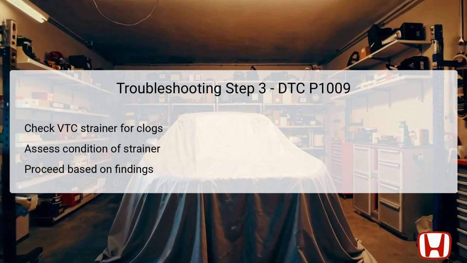After cleaning, it is recommended to also replace the engine oil filter and change the engine oil to ensure the system operates smoothly. If the strainer is found in good condition, we can move forward with testing the VTC oil control solenoid valve. Understanding the condition of the strainer is vital as it directly correlates with the efficiency of the VTC system in regulating valve timing.